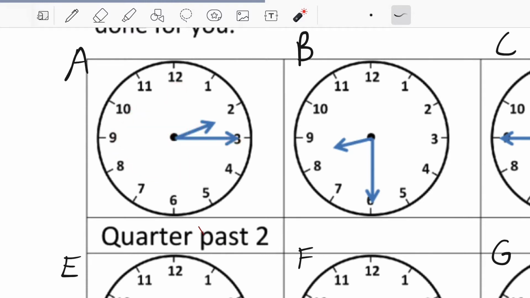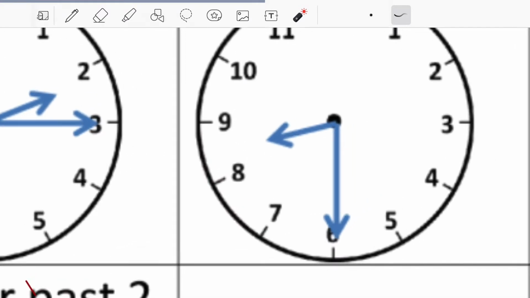Let's look at B. So we can see that the hour hand is pointing somewhere between 8 and 9. So would we say 8 or 9? Alright, so let me explain.